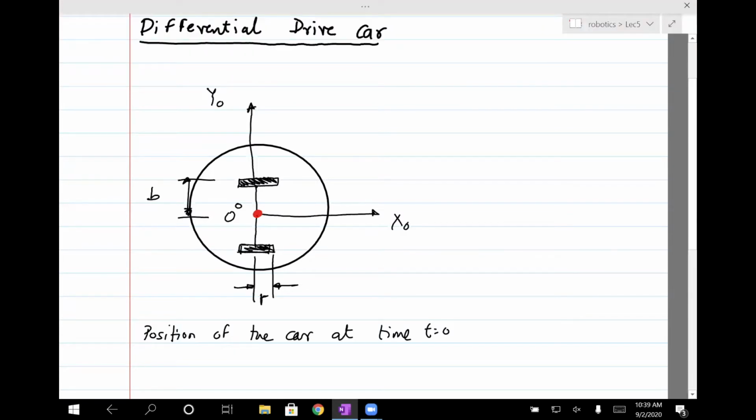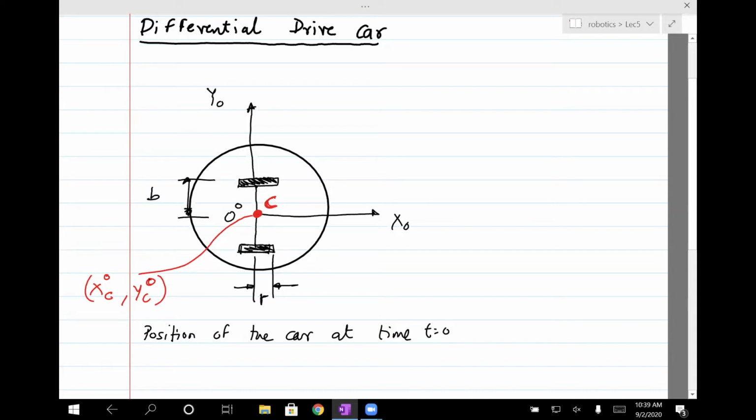So let's call this point C. Okay, and xC0, yC0, this is the position at time t equals 0.